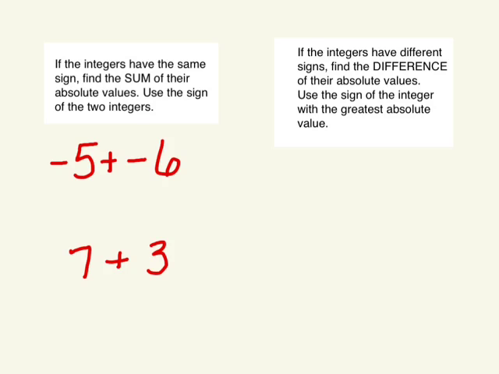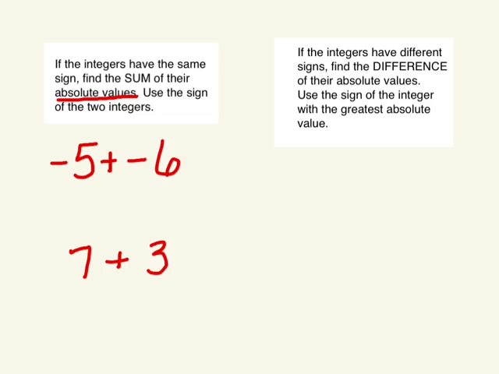If the integers have the same sign, find the sum of their absolute values, and use the sign of the two integers. Remember, absolute value is just the distance from 0, so you just take off the sign and that's its absolute value. The absolute value of -5 is 5. The absolute value of -6 is 6.